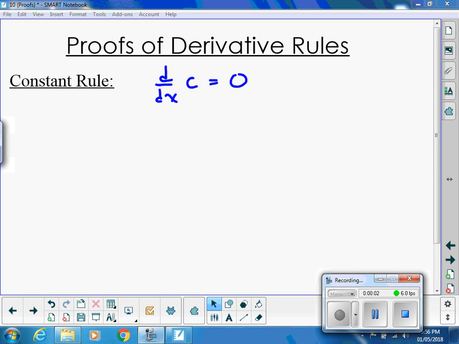Good morning, everyone. So we spent the last couple days developing and using some derivative rules. So now we're going to go through proofs of some of the rules. This will give an idea of the general structure of how you would prove that one of these rules is true. We're going to start with the simplest one, which is that the derivative of a constant is equal to 0.